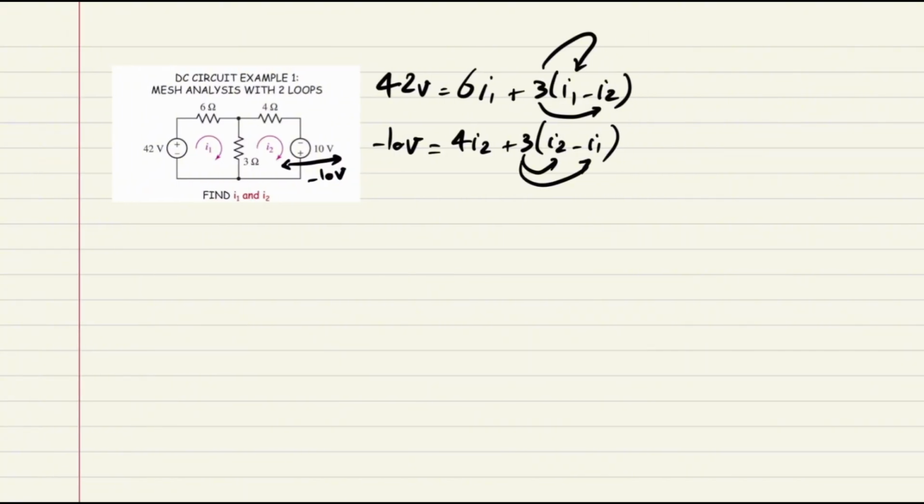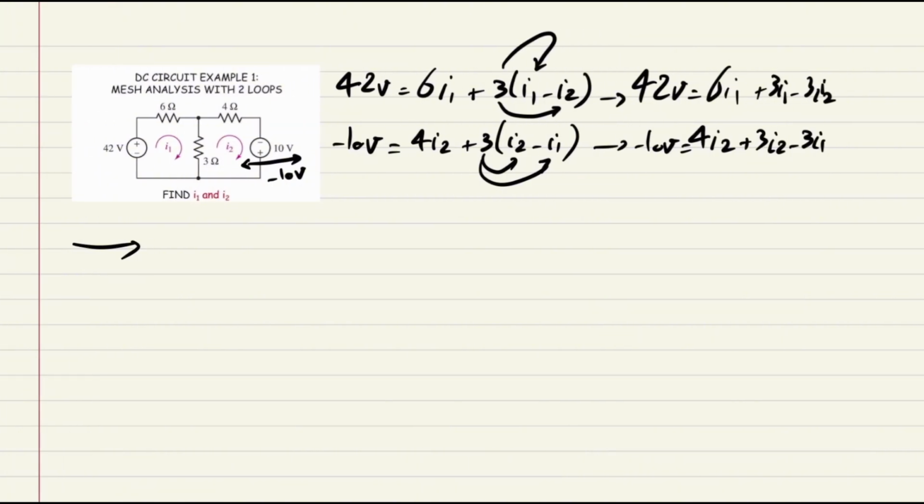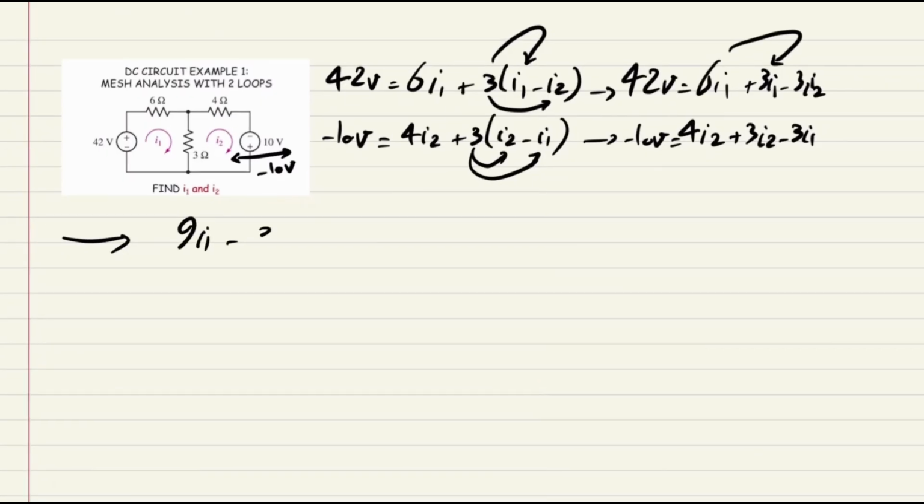So if you do that, what would you get? You have 42 volts equals 6I1 plus 3I1 subtracted by 3I2. Then you have negative 10 volts equals 4I2 plus 3I2 subtracted by 3I1. If you simplify it more, 6I1 plus 3I1 would be 9I1 subtracted by 3I2, so 9I1 subtracted by 3I2 equals 42. Then for the second row, we have 4I2 plus 3I2, so 7I2 subtracted by 3I1 equals negative 10 volts.